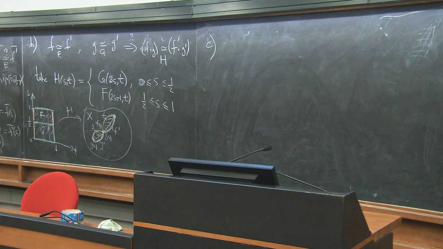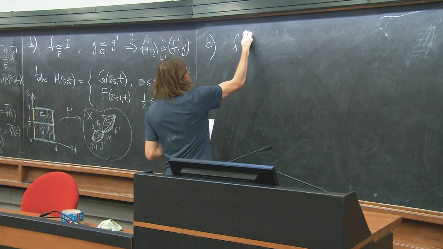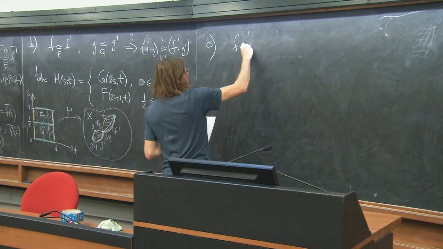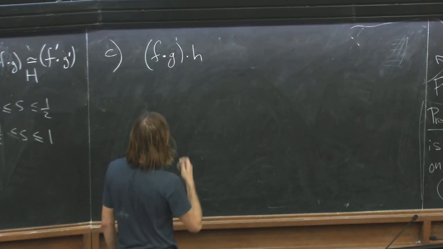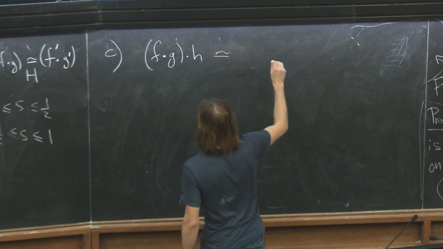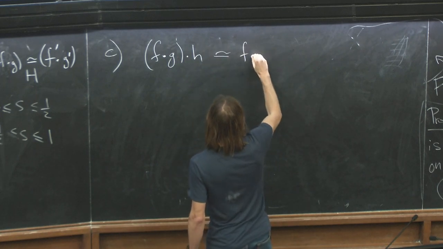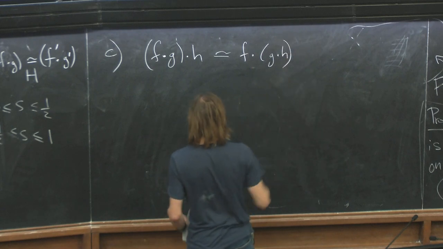Okay, so this was property B, and now you can see property C. If you have a triple of paths like this, the composition is homotopic to a composition of the same triple of paths, but in a different order.